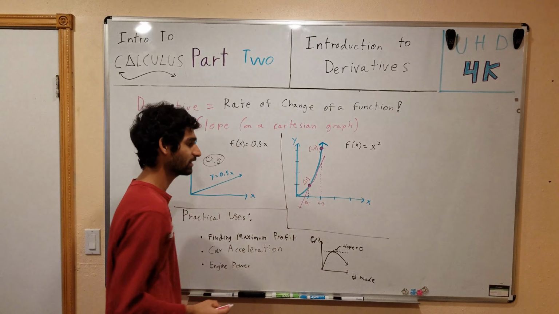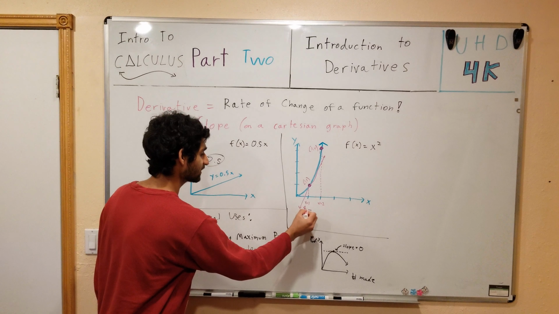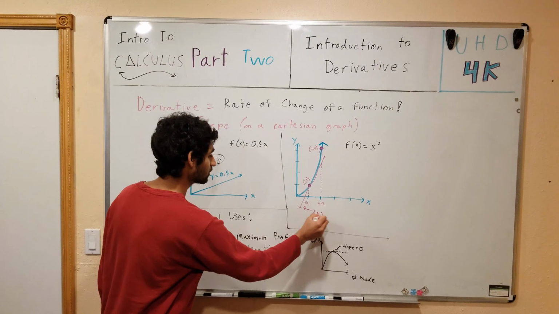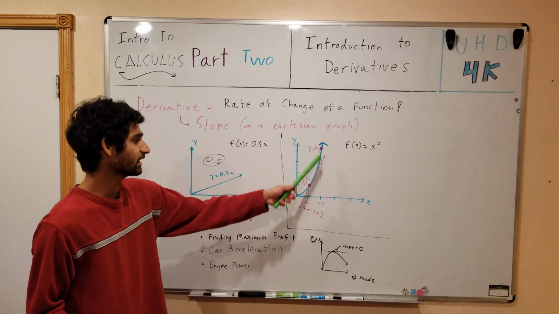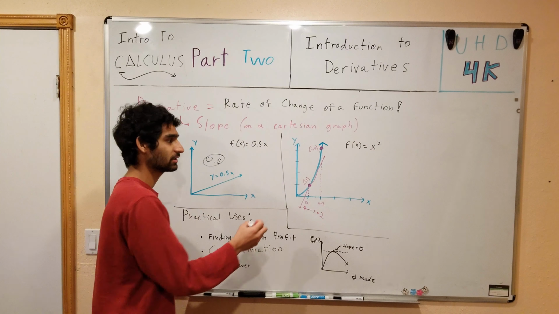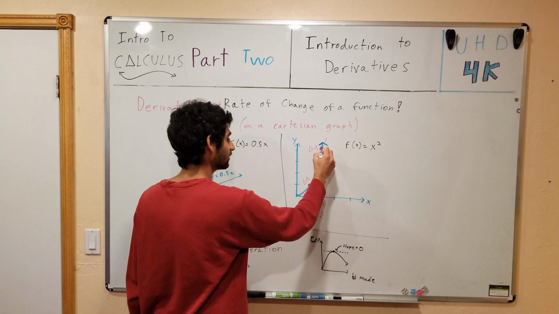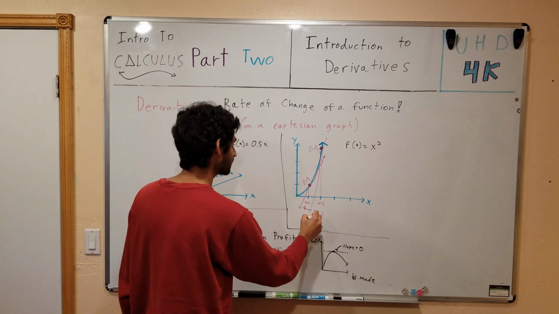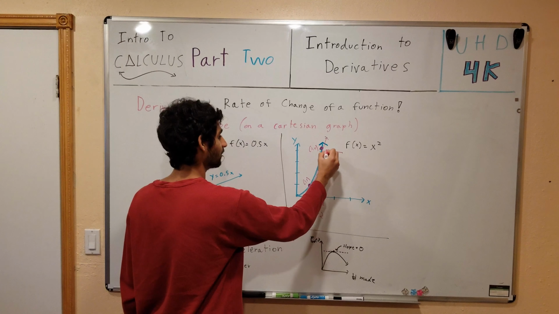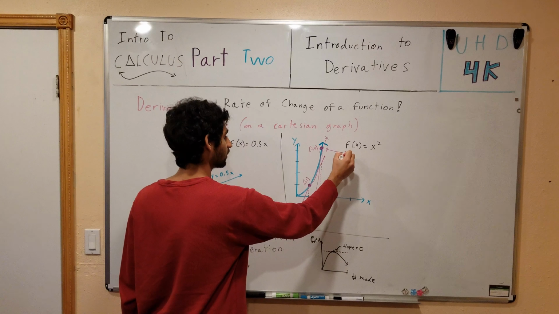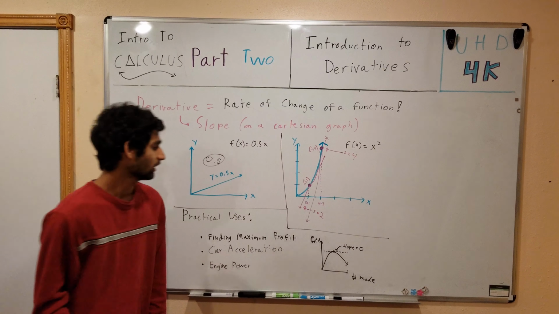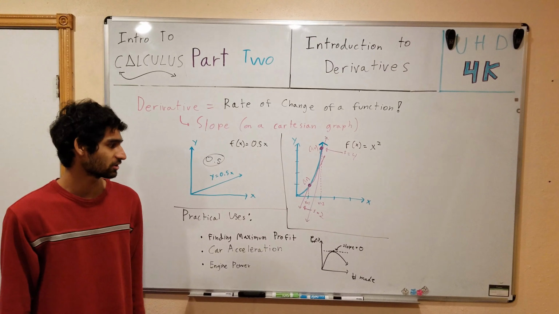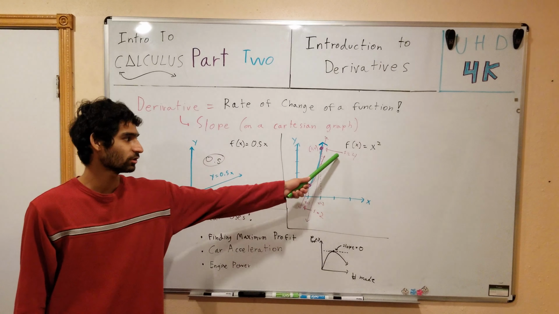So at 1 comma 1, the slope of this tangent line is actually equal to 2. So slope is equal to 2. Well, let's draw a tangent line at x is equal to 2. So at the point 2 comma 4, the tangent line looks something like this. It's definitely steeper, right? The slope of this tangent line is equal to 4. So when x is equal to 1, the slope is equal to 2. When x is equal to 2, the slope is equal to 4.